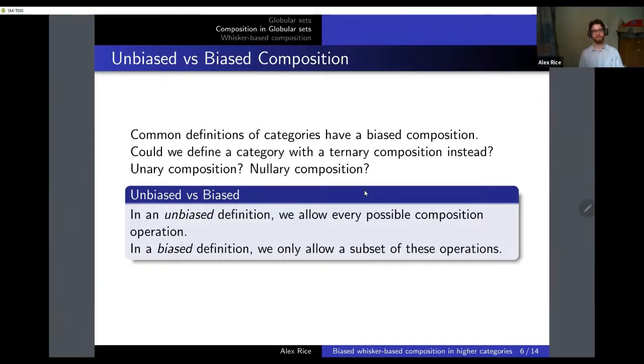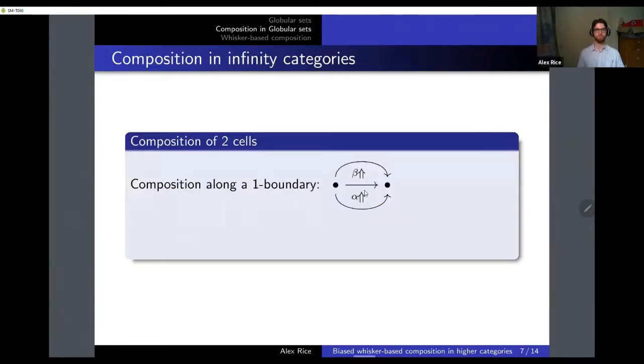And maybe in this one category example, this isn't that interesting, but as we go a bit higher, we get a lot of different sorts of composition that we're allowed. And I'm hoping you'll agree with me that it gets a bit more interesting. So to get this, we should look at some of the composition operations we get in globular sets and infinity categories. So I'm going to first look at the two-cell composition.